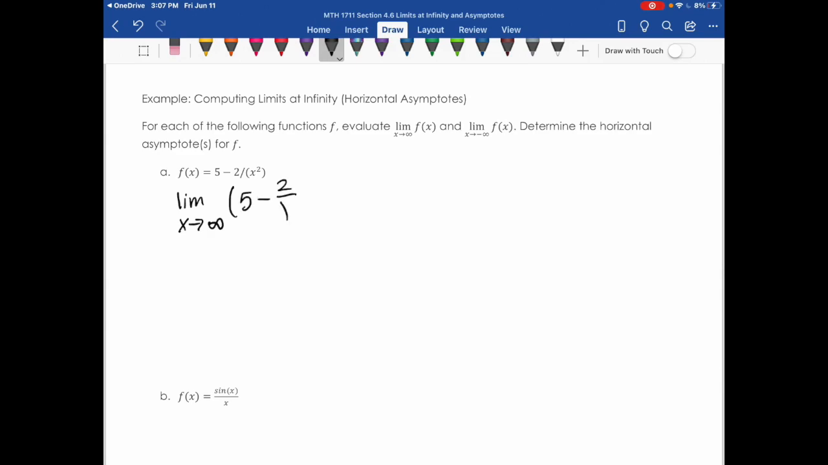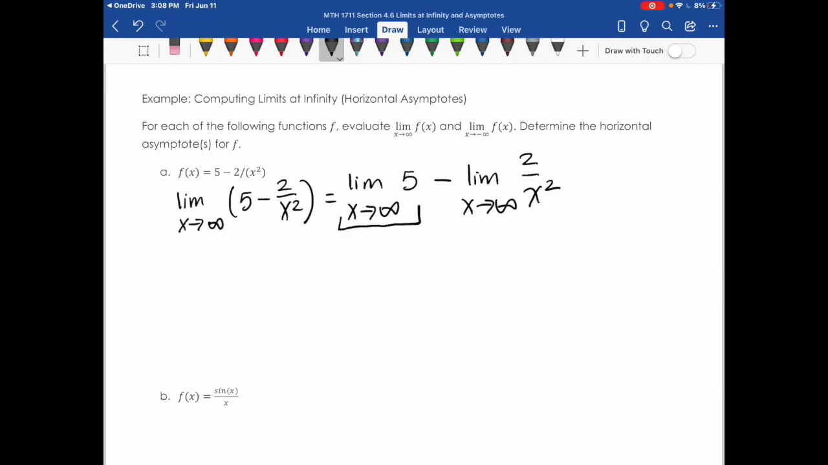So first, let's find the limit as x approaches positive infinity for the function 5 minus 2 over x squared. I'm going to break this up as the limit as x approaches infinity of 5 minus the limit as x approaches infinity of 2 over x squared. Now this one here is easy. The limit of a constant, whether it's as x approaches 2 or x approaches infinity, is going to be the constant itself. So the limit as x approaches infinity of 5 is just going to be 5.